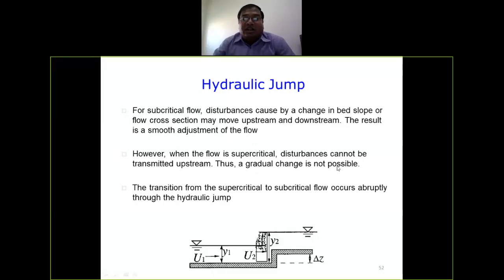So water is flowing from a height, from a spillway to downstream, so there is a chance that it will erode the floor of the basin. Ultimately, this is because of the hydraulic jump. The transition from supercritical to subcritical flow occurs abruptly through the hydraulic jump. You can see here the hydraulic jump is formed.